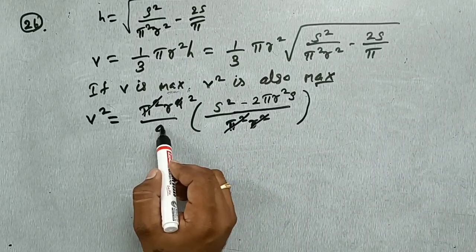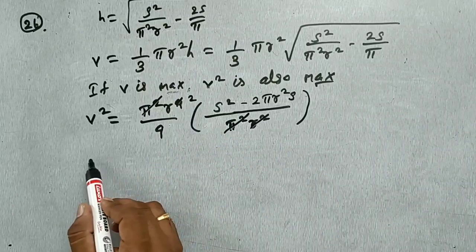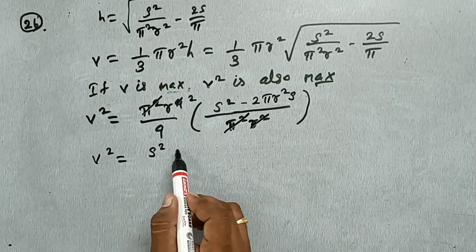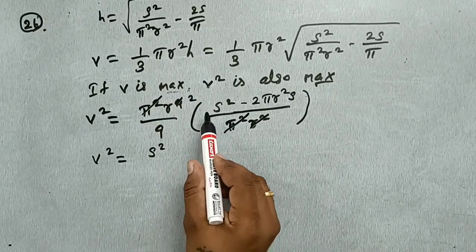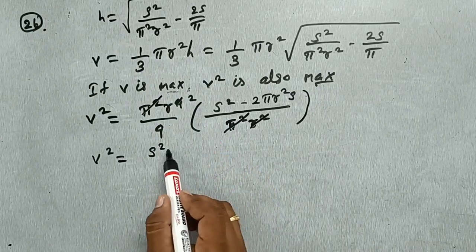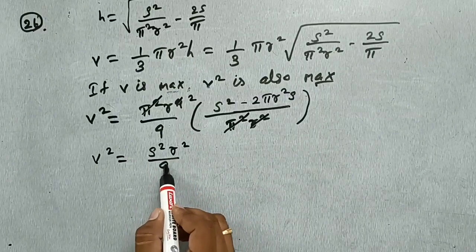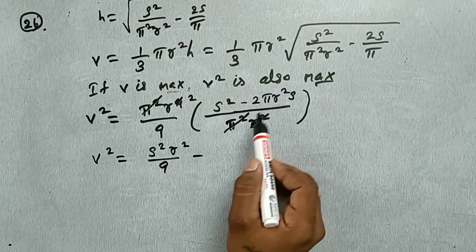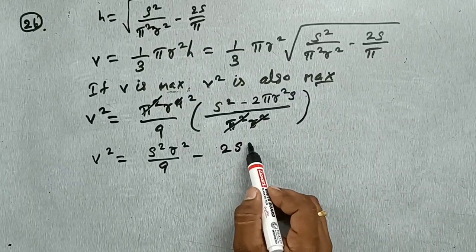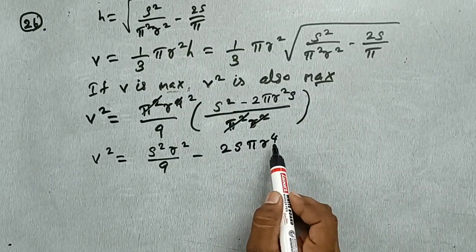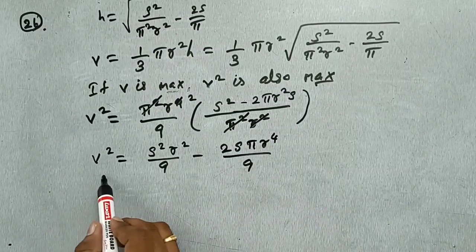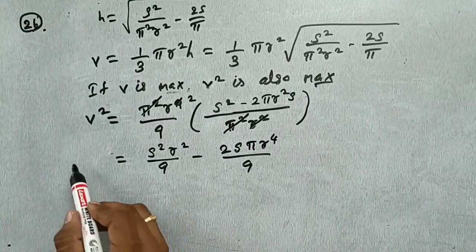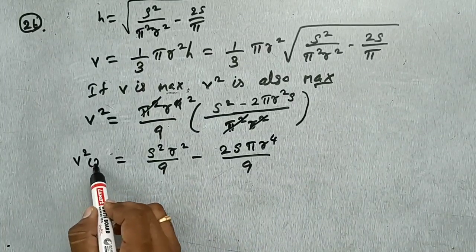Next I can multiply this R square by 9 inside. So V square equals, already it is S square, so S square into, multiply this R square inside, S square R square divided by 9 will come. Now multiply R square by 9 in the second term. So we will get 2 times S into pi into R power 4 divided by 9. This is the value of V square in terms of R. So I am writing that as V square of R.